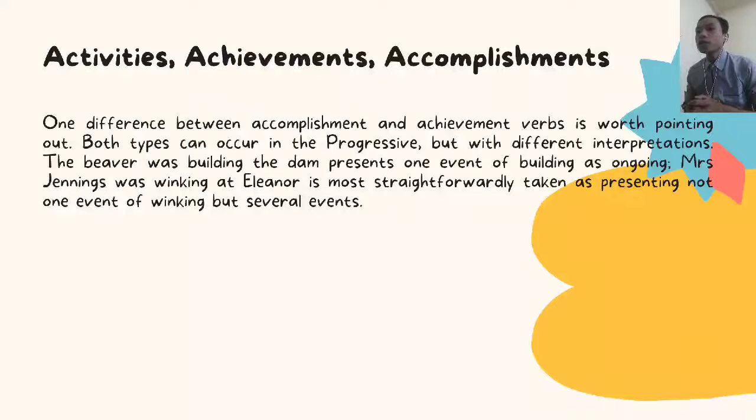One difference between accomplishment and achievement verbs is worth pointing out. Both types can occur in the progressive, but with different interpretation. The beaver was building the dam presents one event of building as ongoing. Mrs. Jennings was winking at Eleanor is most straightforwardly taken as presenting not one event of winking but several events.